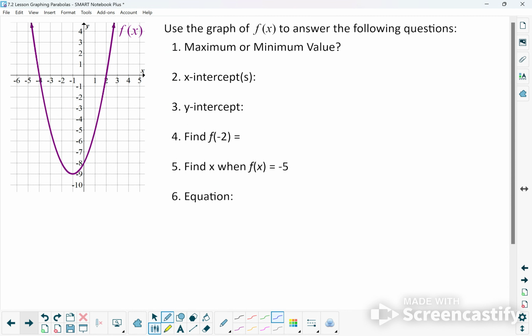Okay, so we are going to write the equation of this last graph, but we're also just going to answer a few questions about it. Our first question is, does this function have a maximum or minimum value, and what is it? Well, for this particular graph, we have a minimum value of -9.